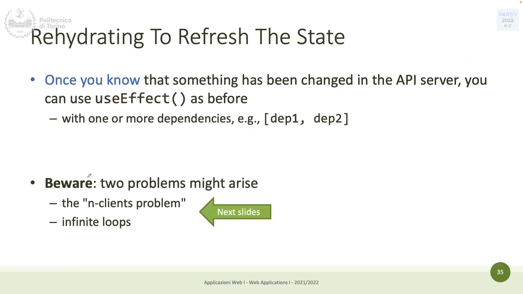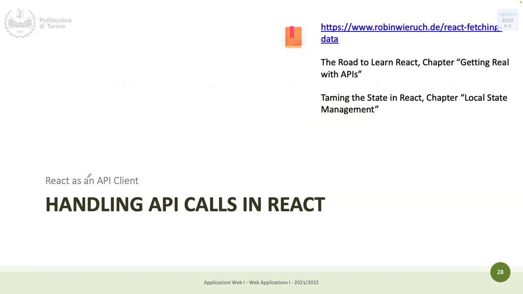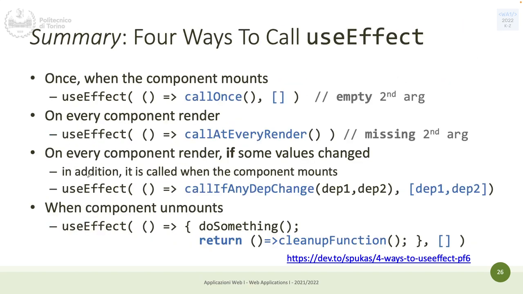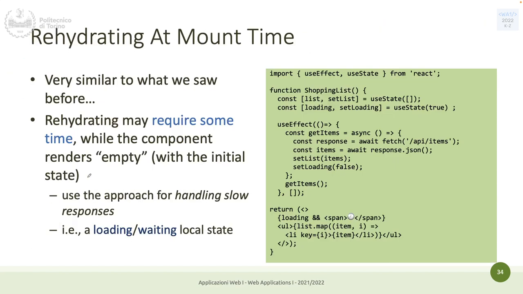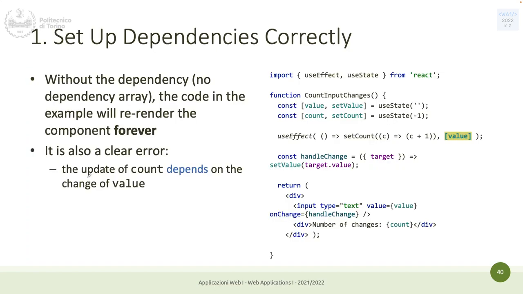And if you need a summary to bring with you, let me go back one more time. It's here, there is a summary. Empty square parentheses: when the component mounts. No array, no parameter, no arguments: every render of the component, which makes it easy to trigger an infinite loop. With specific dependencies: every time the component mounts plus when one of these dependencies changes. But this is just a summary. Let me go back to where we were. So pay attention to what you put in the dependency array.